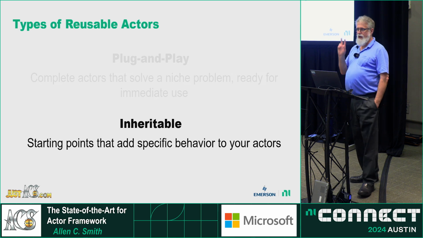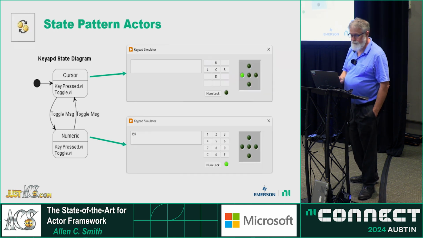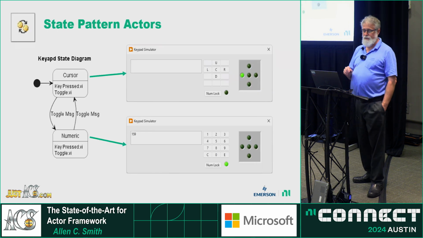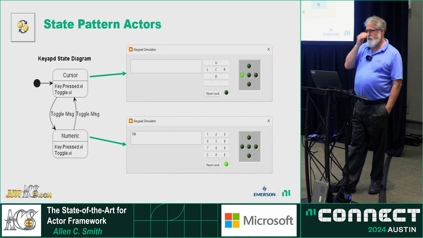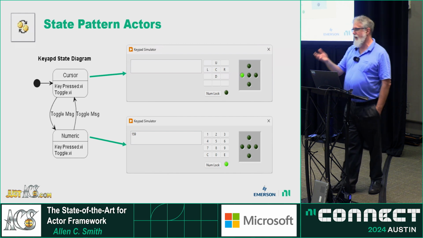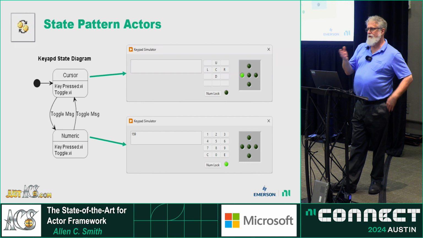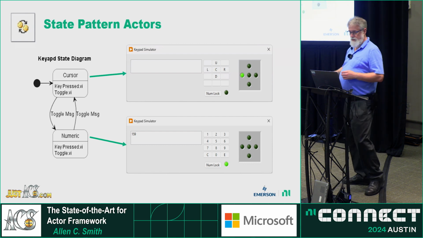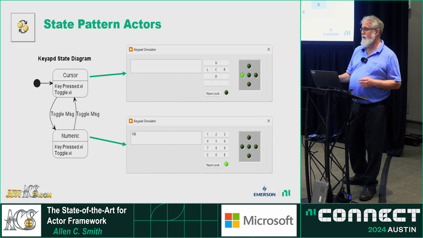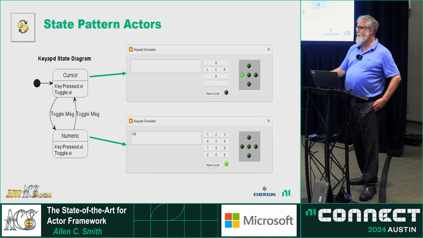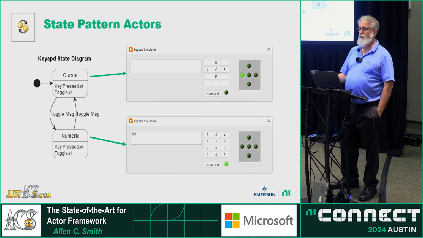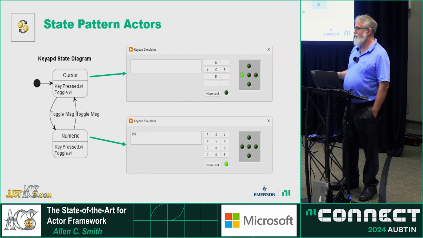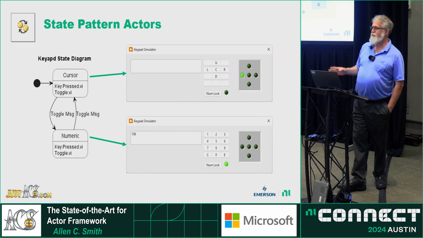On the inheritable side, I have two examples. The first is state pattern actors. This solves the challenge of: I want an actor that has behavioral state. The example that I'm showing here is a numeric keypad like on your computer, right? Got this keypad off to the side. If it's in one mode and you start typing, you're going to move your cursor around on your screen. If you push the numlock button and you start typing, you're going to be entering numbers, okay?